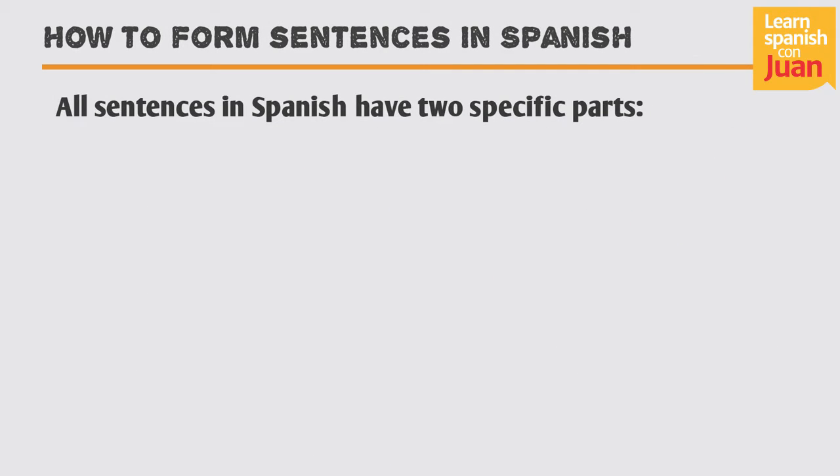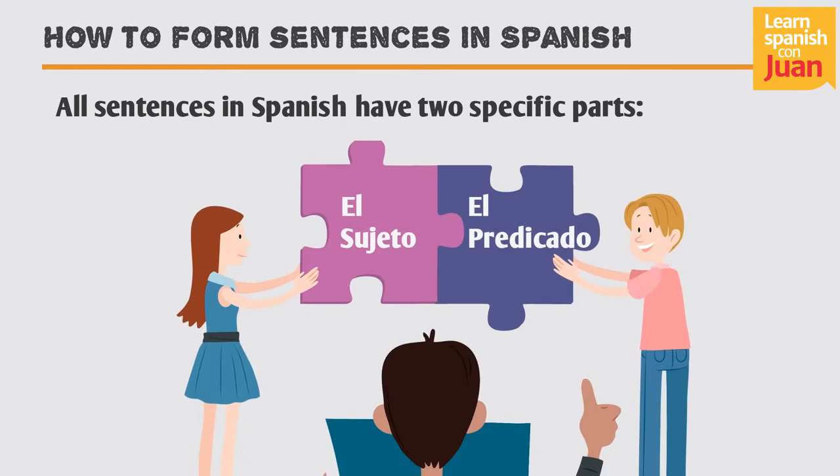How to form sentences in Spanish. All sentences in Spanish have two specific parts, el sujeto, the subject, and el predicado, the predicate. Next, we will analyze in detail both parts of sentences in Spanish.